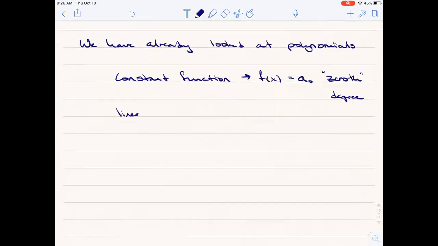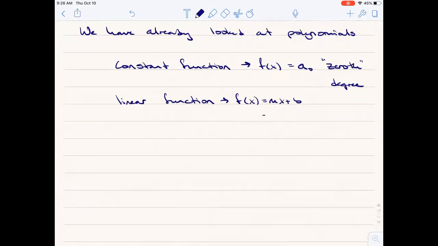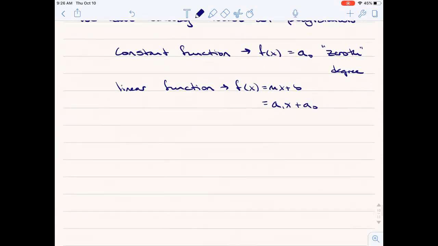A linear function looks like f of x equals mx plus b, right? Which we could rewrite as a1x plus a sub 0, right? So this is the first degree polynomial.